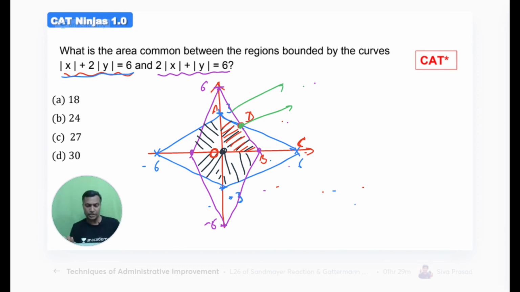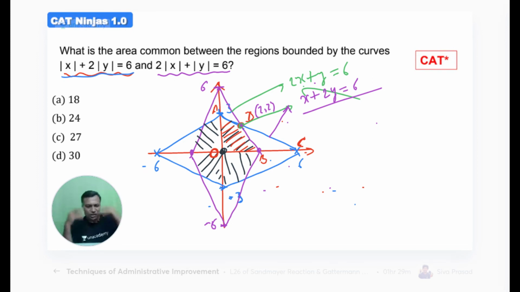Do I know the equation of that particular line? Yes, I know it. What is the equation of this line? 2x plus y is equal to 6. Fair enough. Do I know the equation of this blue line here? Yes, which is nothing but x plus 2y is equal to 6. I can solve and find the point of intersection. Therefore, D is nothing but (2, 2).